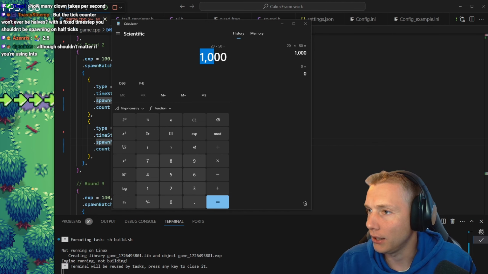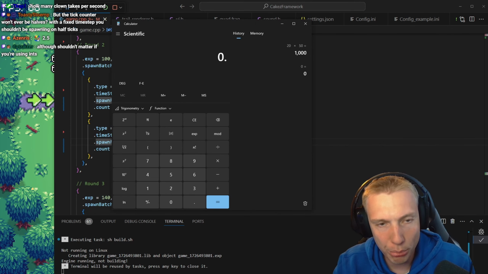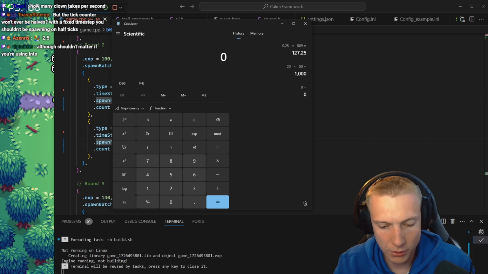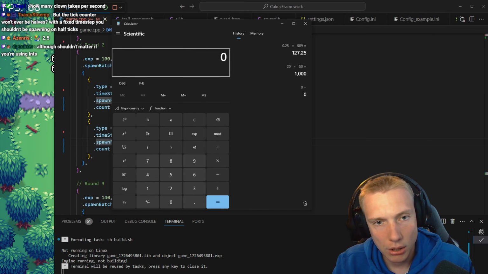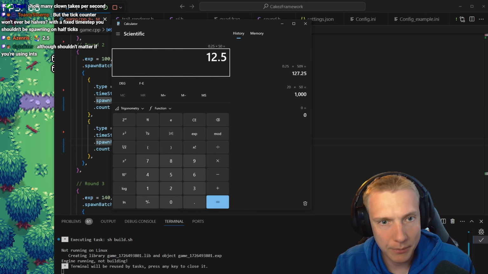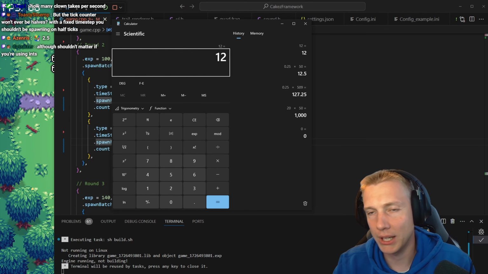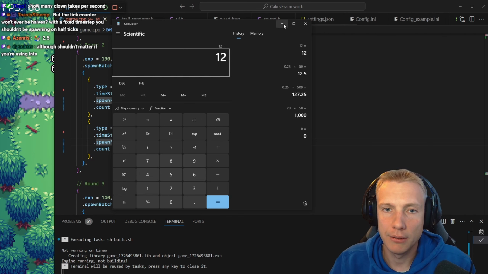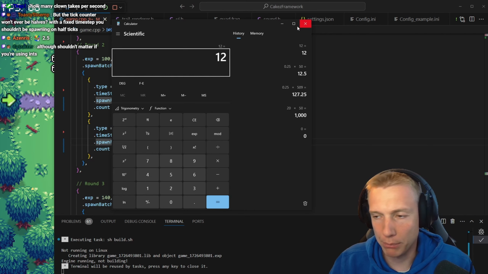Actually, where's the other calculator? Did I close it? So if I do 0.125 times 50... 0.25 times 50, then it would just result into 12. We would cut it out. So it wouldn't be perfect, but would still work.